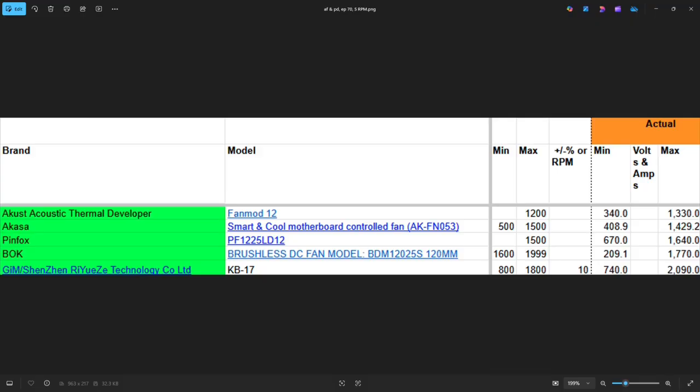Right. So we can see that the Akust FANMOD, or Acoustical Thermal Developer FANMOD 12, is rated at 1200, came in at 1330. The Akasa is rated at 1500, but came in at 1429.2. That's still within the typical 10% variance, so that's okay. The Pinfox is rated at 1500, came in at 1640. That's also okay. The Bach is rated at 1999. Came in at 1770, which is a little bit off there.